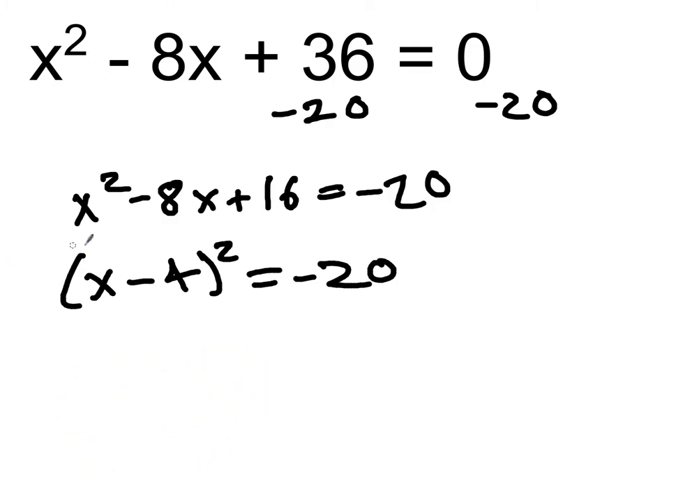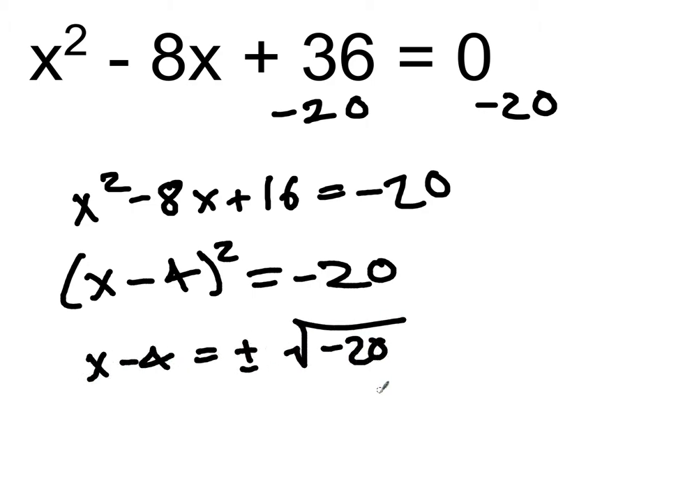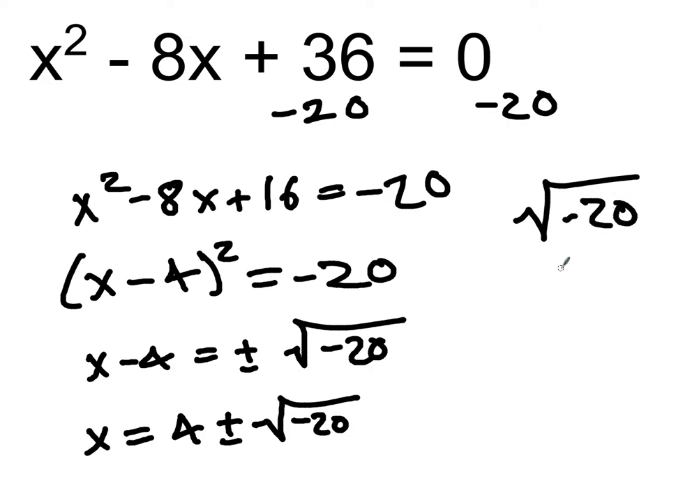Now we can solve this by taking the square root of both sides, and you get x minus 4 is equal to plus or minus the square root of negative 20. Now we add 4 to both sides, and we get x is equal to 4 plus or minus the square root of negative 20. We're not quite done because we can simplify the square root of negative 20.